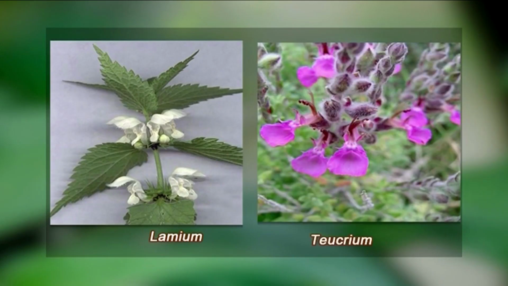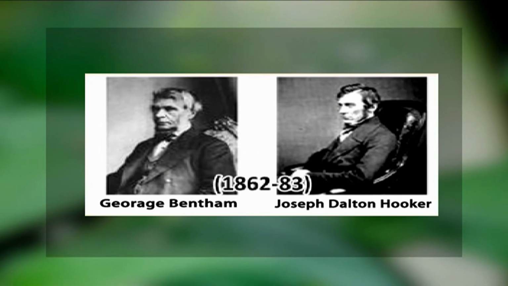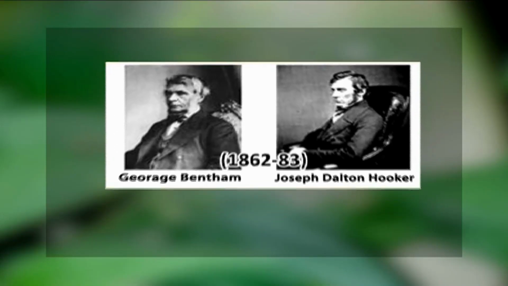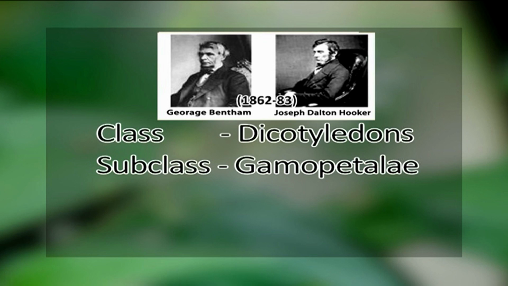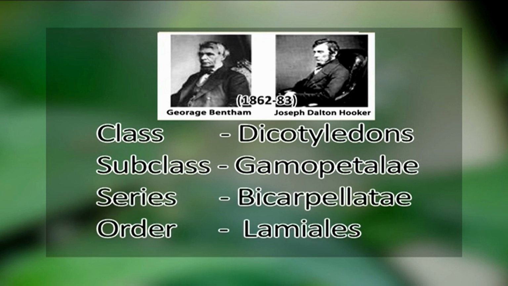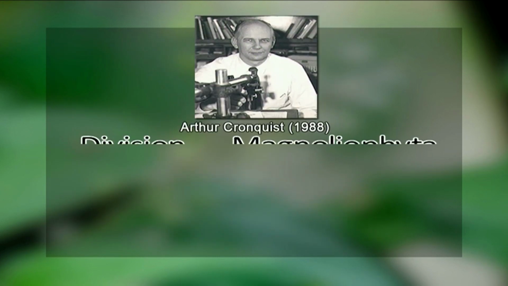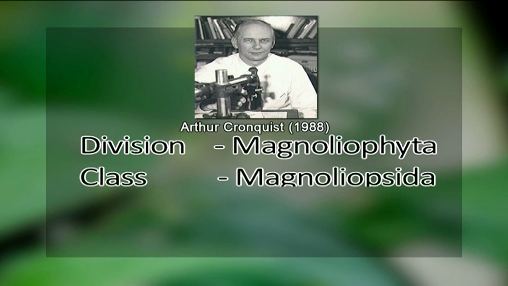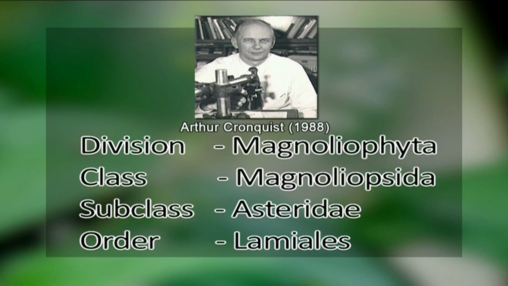Now let us discuss the systematic position of Lamiaceae, starting with the classification of the two British botanists Bentham and Hooker. These two British botanists classified Lamiaceae under the class Dicotyledons, subclass Gamopetalae, series Bicarpellatae, and the order Lamiales. Then Cronquist classified it at the division Magnoliophyta, class Magnoliopsida, subclass Asteridae, and the order Lamiales.